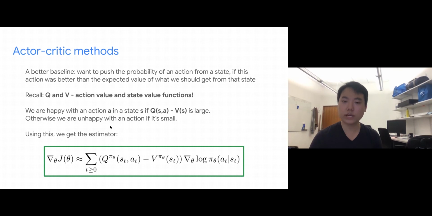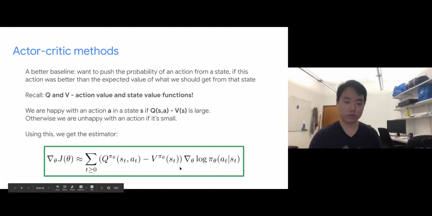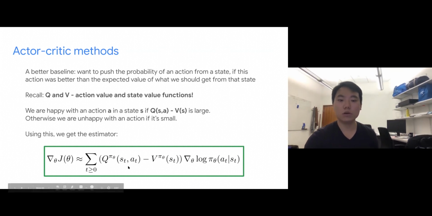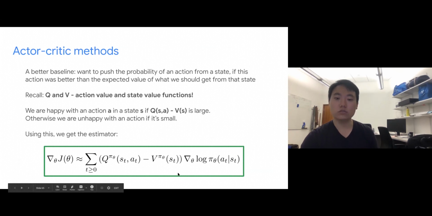So using this, we actually get a better estimator, which is that I'm going to scale it not by the raw reward, or even the reward minus the baseline. I'm going to compute the expected utility of taking this particular action from my state. That'll be my Q(s,a) minus V(s), as evaluated by the current policy pi.